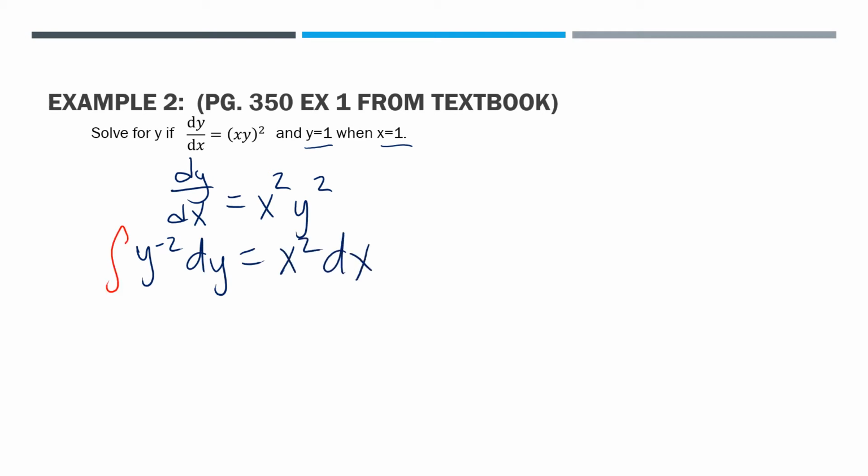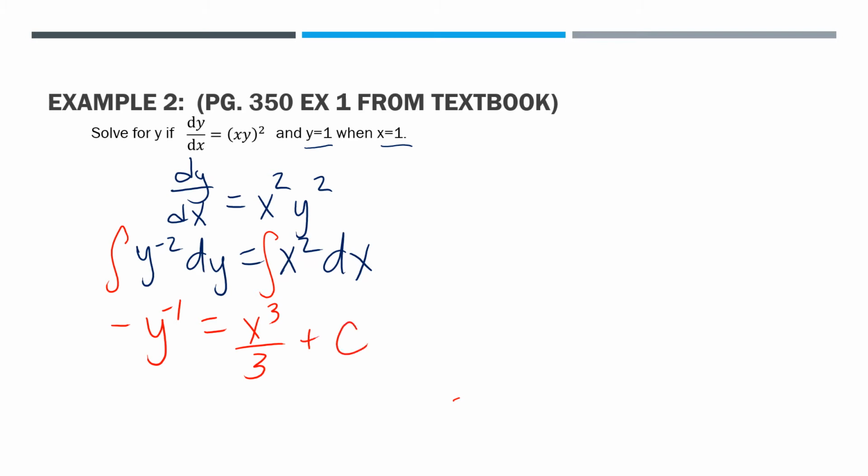Now we're going to integrate both sides. So again, we have negative y to the negative 1. And I'm not going to put the plus c on this side because I already did it on the last one. You'll just realize that that's going to end up on the right. So this would be x cubed over 3 plus c. Now that's plus c to the whole thing.